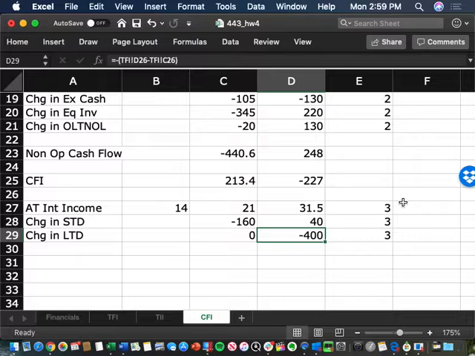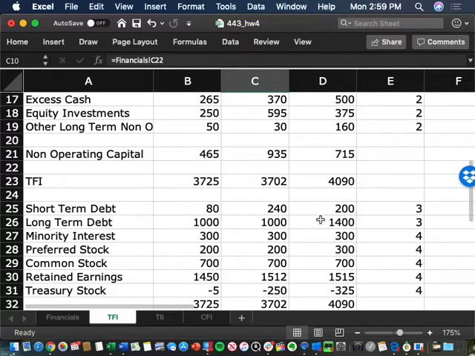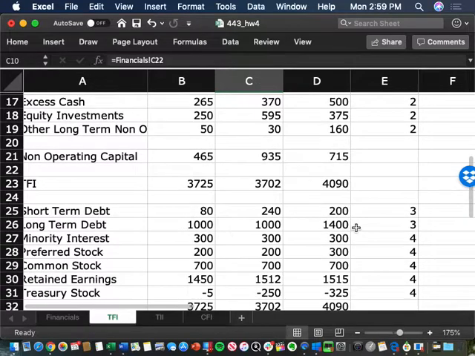Looking for an answer. Negative 400, what does that mean? What should I expect to see with the debt in the balance sheet? Yeah, took on one more debt. So let's validate that. My debt went from 1,000 to 1,400. Exactly right. So what I'm saying is you should be able to work in both directions.